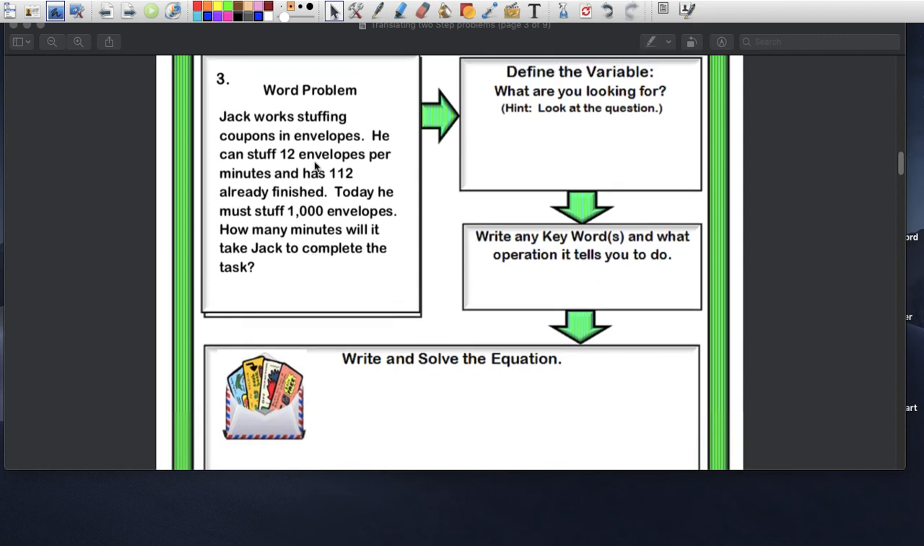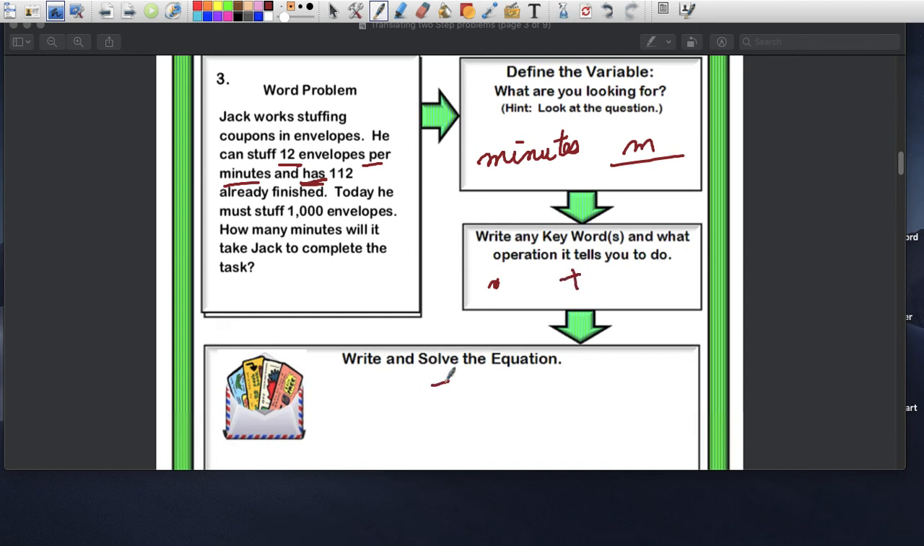Okay, so what am I looking for? Again, this one I'm looking for the number of minutes. That's what I'm looking for. All right, so I'm going to use M as my variable. Keywords: he can stuff 12 envelopes per minute. So that, again, 12 per minute is going to be multiplication, right? And he already has 112, so that's going to be addition to me.